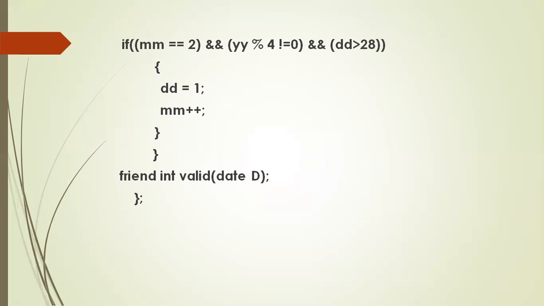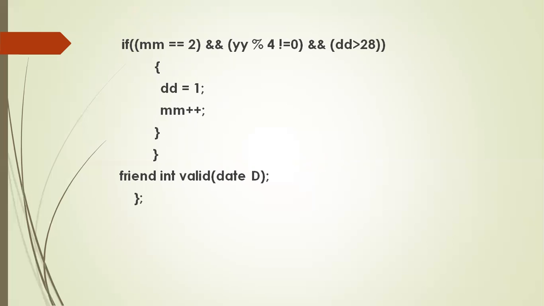I told earlier, whenever you are writing any function, the friend function can access the private data, dd, mm, yy, etc. through the object. So for a friend function, at least one object should be passed. Here the object I am passing is d, which is an object of date class. Then you close the class.